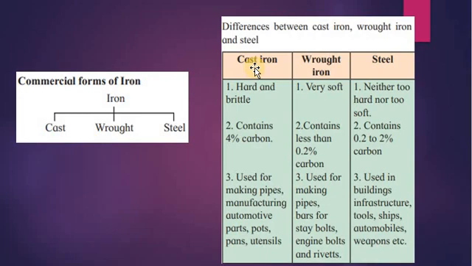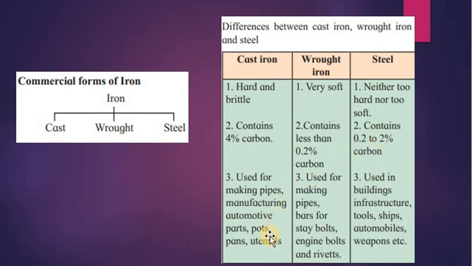Here is the difference between cast iron, wrought iron and steel. Cast iron is hard and brittle, wrought iron is soft, and steel is intermediate between cast and wrought iron in terms of hardness. Cast iron contains 4% of carbon. Wrought iron contains less than 0.2% carbon. Steel contains carbon 0.2 to 2%.